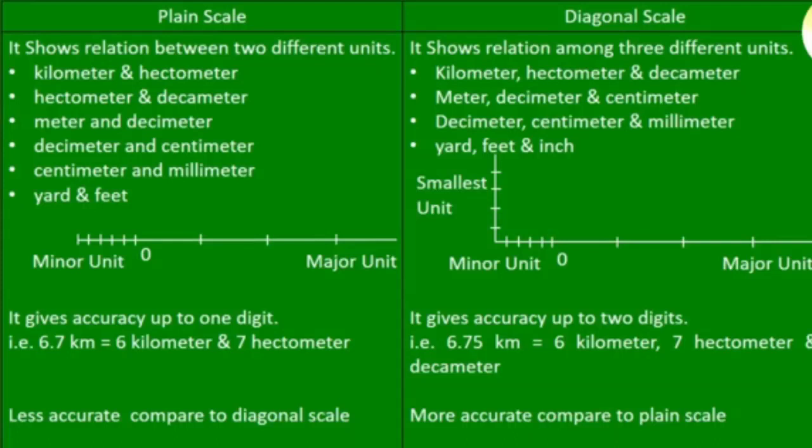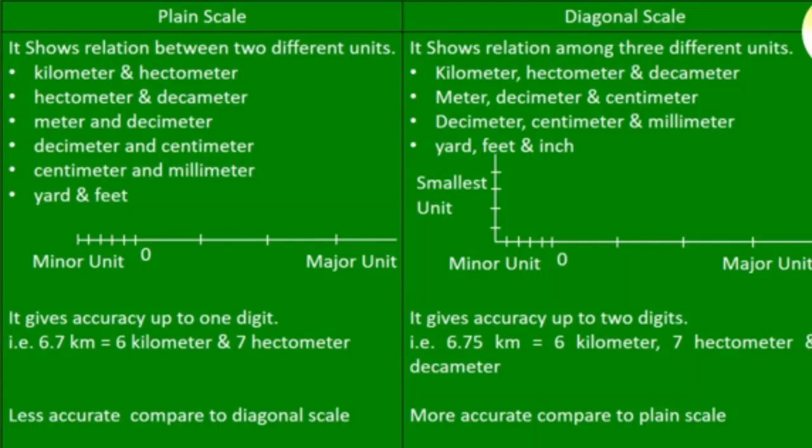Now we will see the plane scale. The plane scale shows relation between two different units. In the plane scale, there are two different units, the major unit and the minor unit. Now, these two units may be either kilometer and hectometer, hectometer and decameter, meter and decimeter, decimeter and centimeter, centimeter and millimeter, yard and feet.